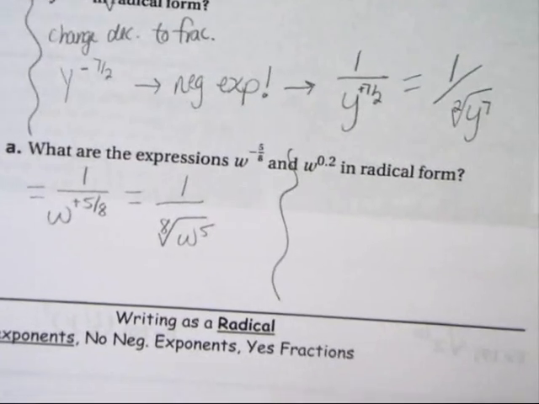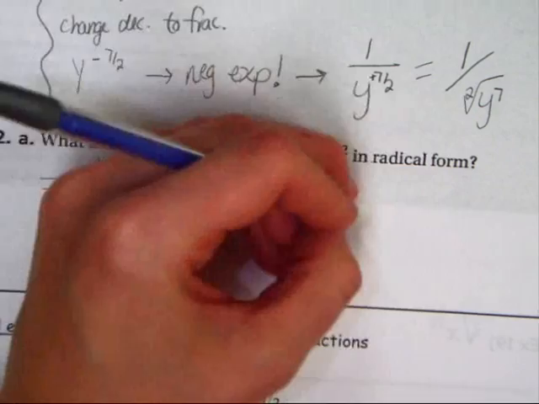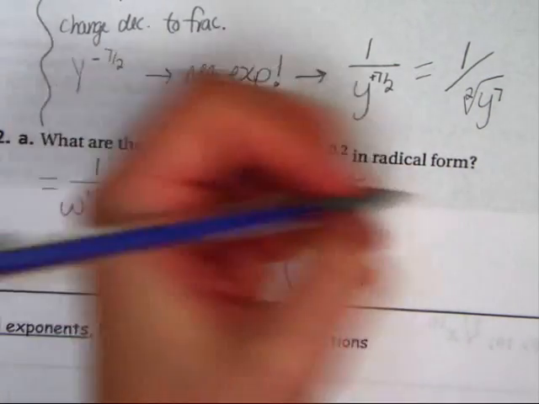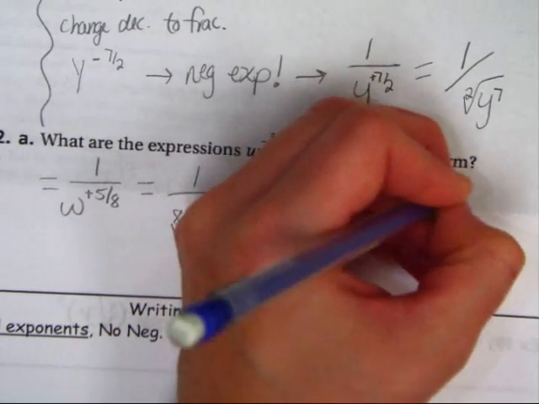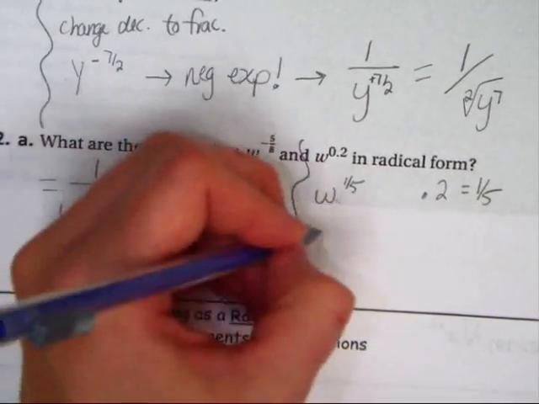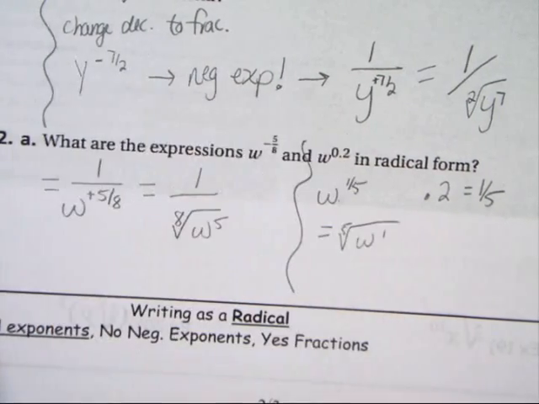Now what about point 2? Hopefully you know that point 2 is like 2/10, which is really just 1/5. Okay, should you write that down? Probably, if you didn't know it. Point 2 is really 1/5. And how do we write that? That's the 5th root of w to the 1st power.